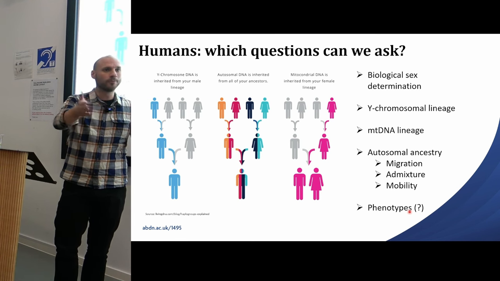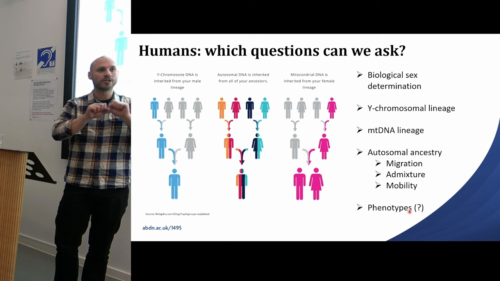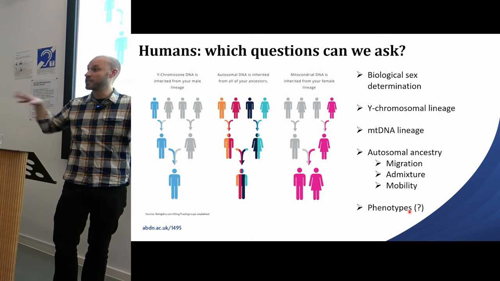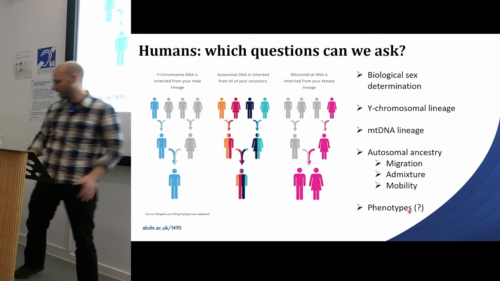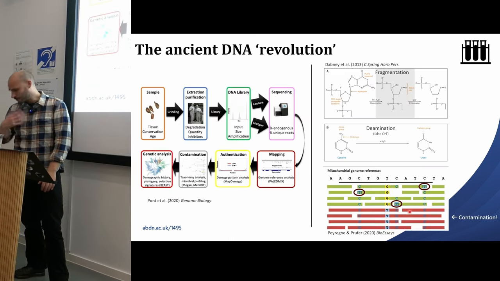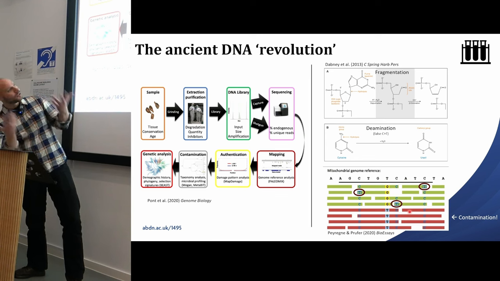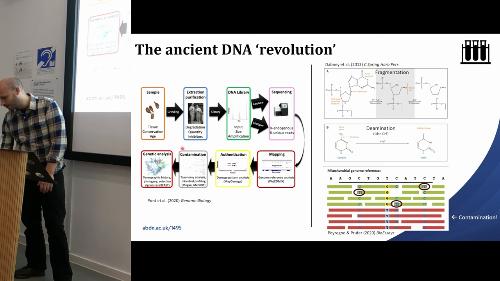Well, we look at multiple, up to millions of nuclear markers that are selectively neutral. The only reason they change in frequency is by chance. So we can look at demography really quite efficiently. So what is the ancient DNA revolution we're currently in? Well, I'll go through this quickly.